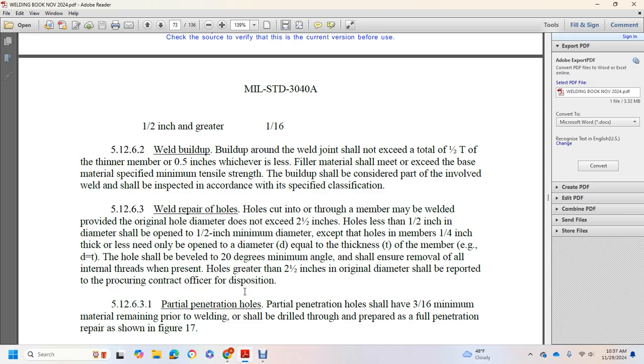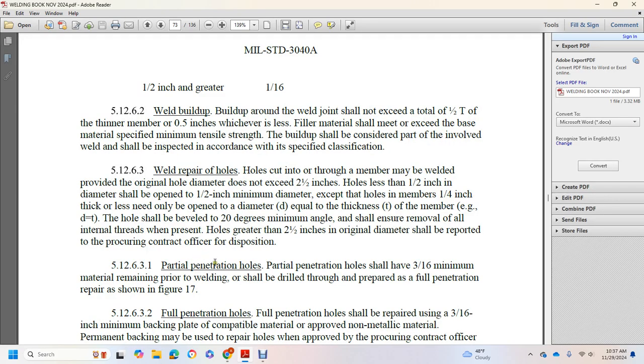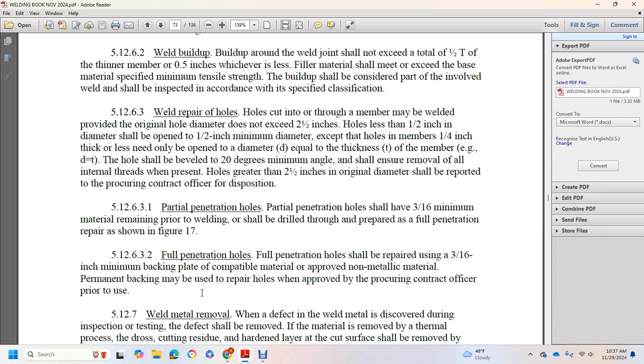The thickness of the hole with its bevel at a 20 degree minimum angle should ensure the removal of all internal threads that were present. Holes greater than 2.5 inches in original diameter should be reported to the procuring contract office for disposition. Partial penetration hole. The partial penetration shall have 3/16 of an inch minimum material remaining prior to welding, and should be drilled through with the prepared full penetration repair shown in figure 17.